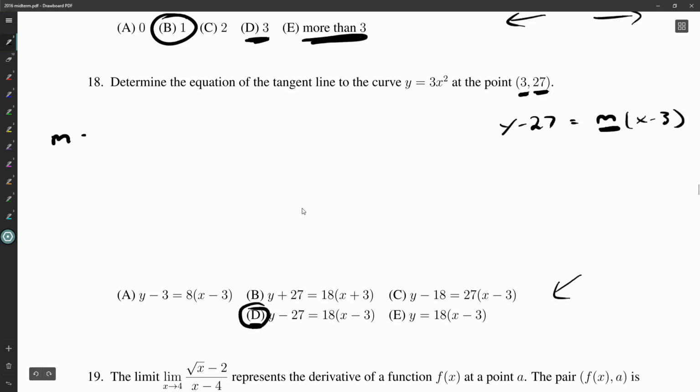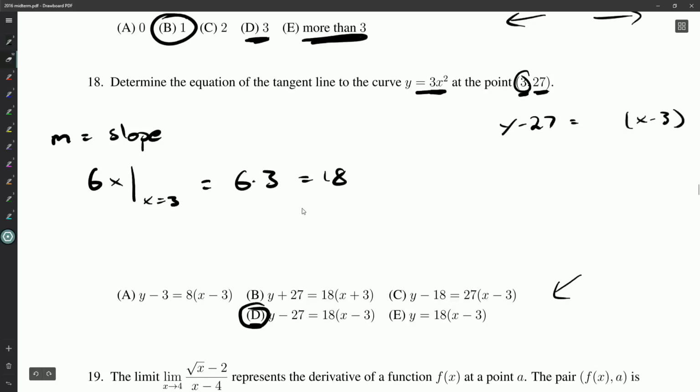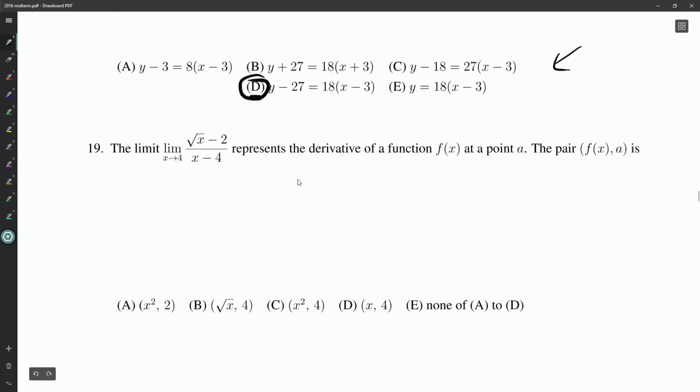So our m value, that's the slope. We just want to take the derivative of our function, 3x squared. So the 2 comes down, 2 times 3 is 6. So it'll be 6x. And we want to evaluate that at our a value 3. So we evaluate at x equals 3. 6 times 3 is 18. So in place of our m here, we should just get 18. And that does track with what D is. So there we go. All right, nice short question.